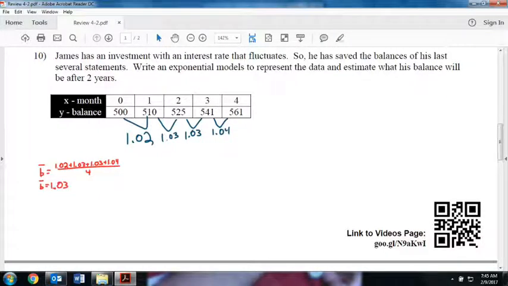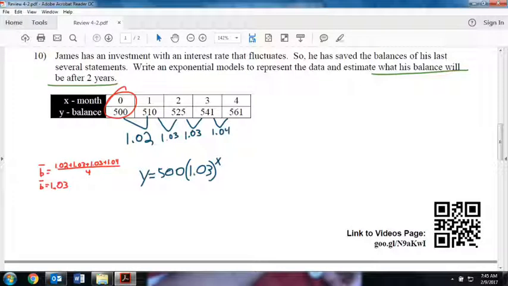And we get the average B value to be 1.03. So we have our B value, we have our starting point, which is our A value, and we can write our equation. Y equals 500 times 1.03 to the x. Okay? But that's not it. It says, what will his balance be after 2 years? So we're going to estimate what his balance will be after 2 years.